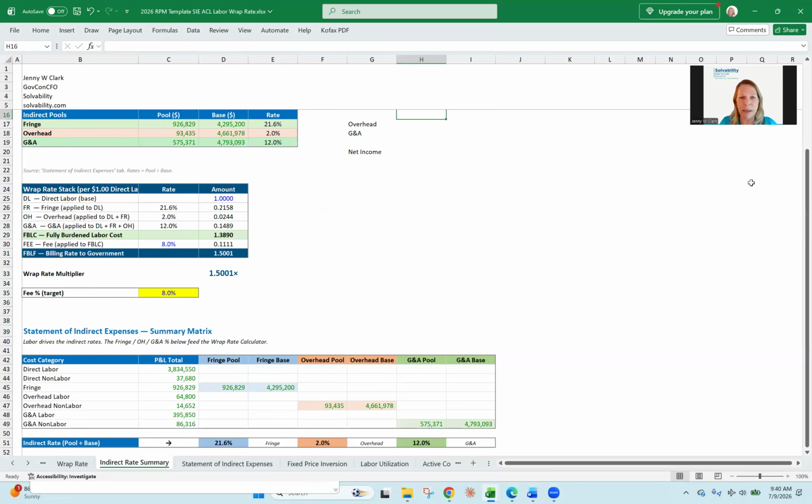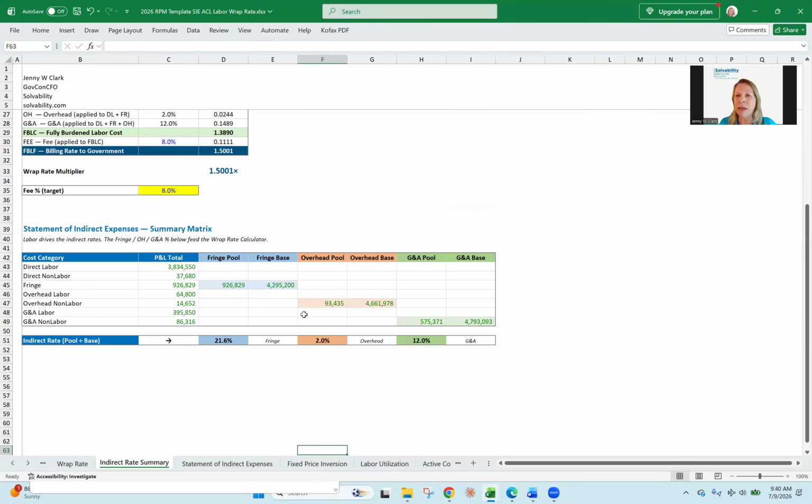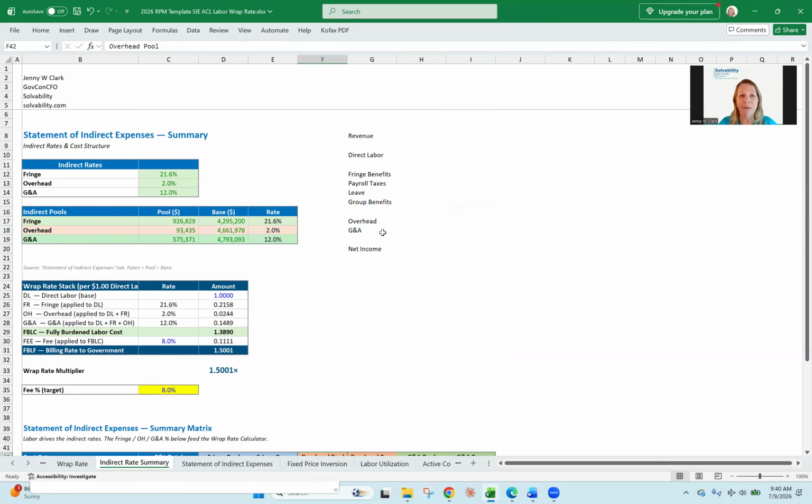So the indirect rate summary in this example that we're working with today just shows you how these calculations work. And then a summary level, because I want to build on multiple levels. So be on the lookout for the next video.